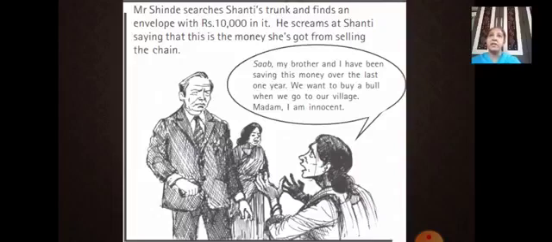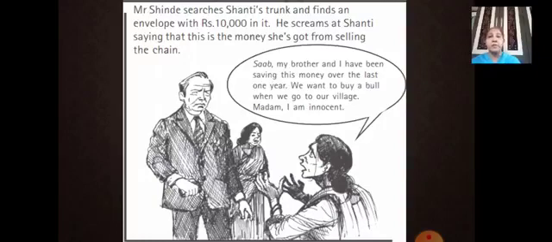Then Mr. Shinde searches Shanti's trunk and finds an envelope with rupees 10,000 in it. He screams at Shanti, saying that this is the money she got from selling the chain. But what did Shanti answer there when Mr. and Mrs. Shinde blamed her for the theft and started screaming at her? Then what did she say?